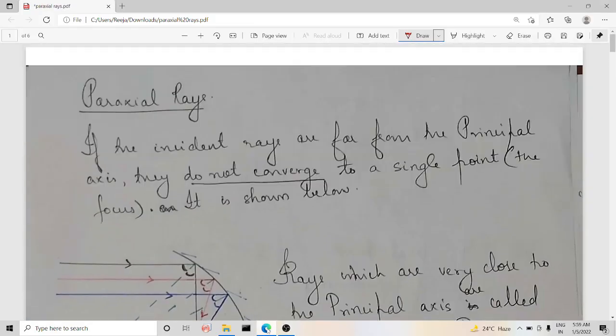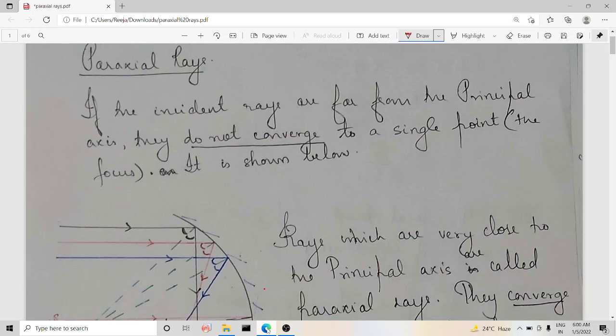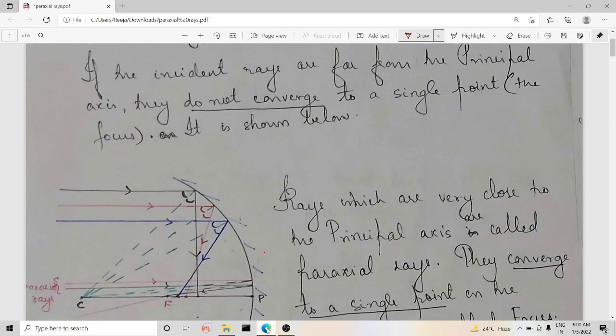Hi students, today we are going to discuss a new topic, that is paraxial rays and the paraxial approximation technique. Now let us see what paraxial rays are. Now I am going to tell you a fact which is quite unfamiliar to you. You might not have noted this fact till now.